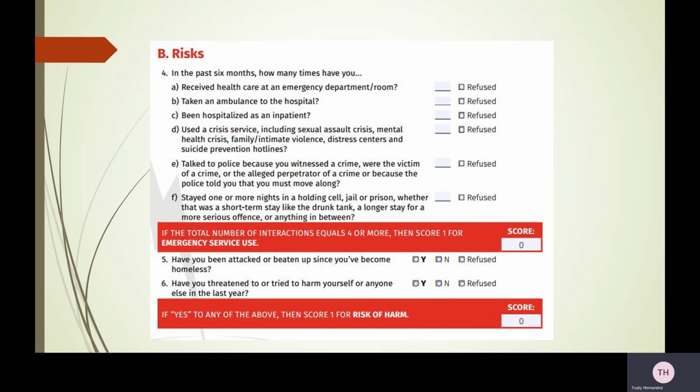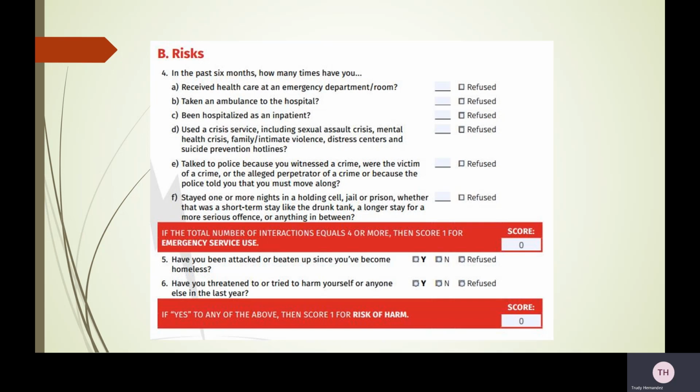So they included the short-term stay, like the drunk tank. And the reason they did that is our people with lived experience that were part of that focus group said, we may not connect the dot that the drunk tank is what you're asking about. And a lot of people understand that a short-term stay in jail is talking about a drunk tank.